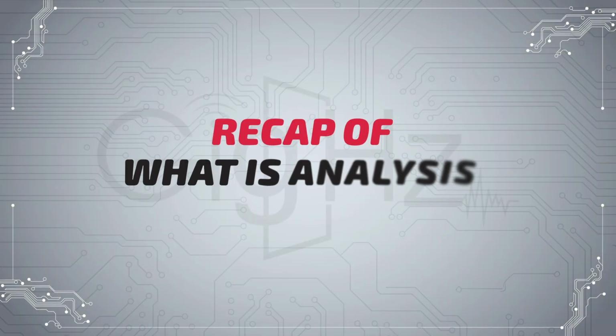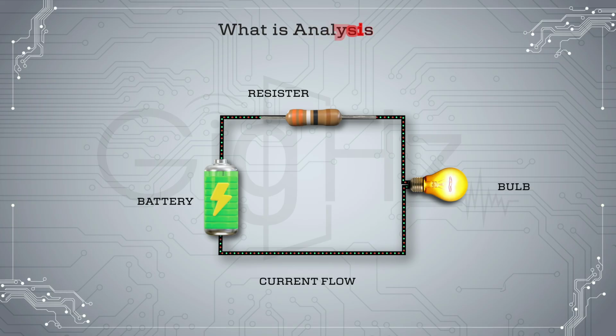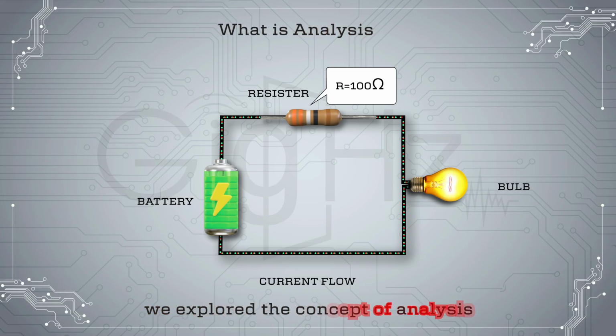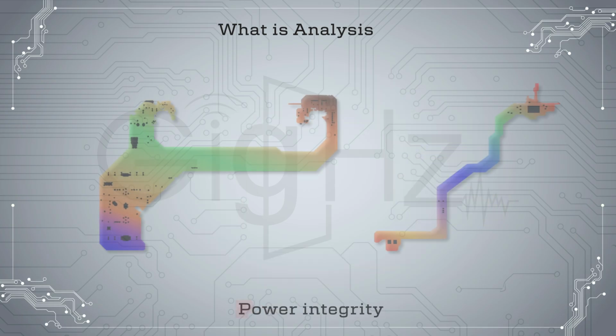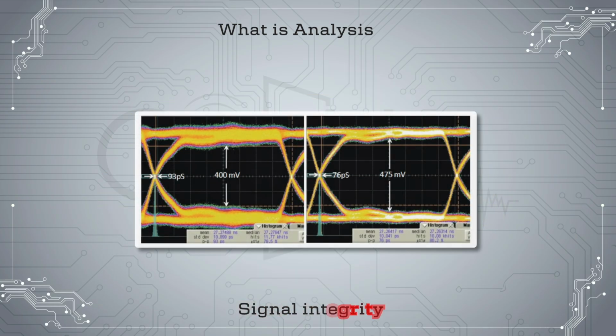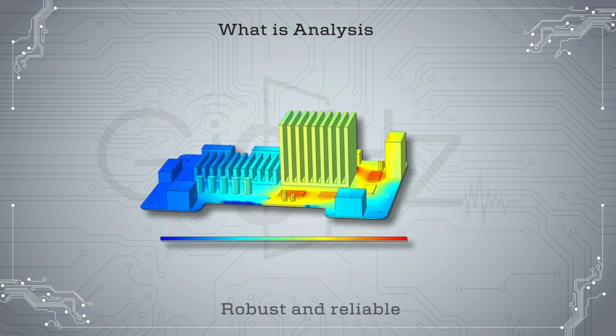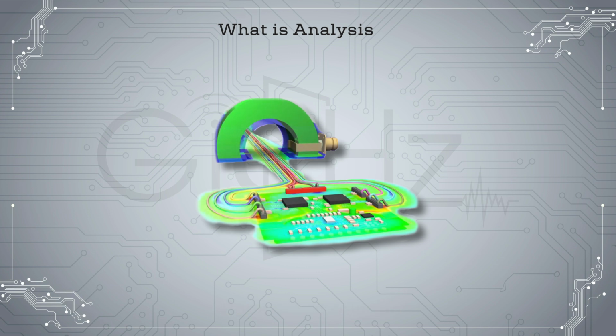Recap of what is analysis. Previously on Back to Basics, we explored the concept of analysis in electronics, covering types like circuit analysis, power integrity, and signal integrity. These techniques ensure robust and reliable system performance.